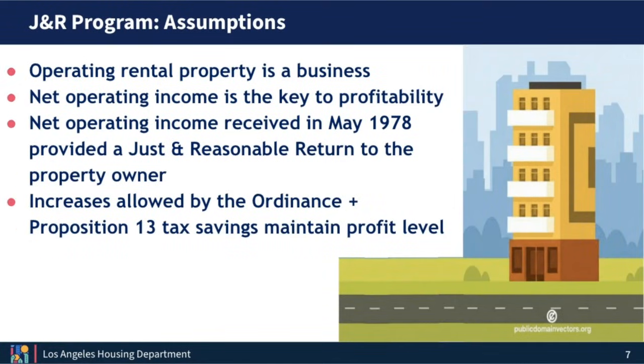Assumptions. The operating rental property is the business. Net operating income is the key to profitability. Net operating income received in May 1978 provided a just and reasonable return to the property owner. Increases allowed by the ordinance plus Proposition 13 tax savings maintain a profit level.